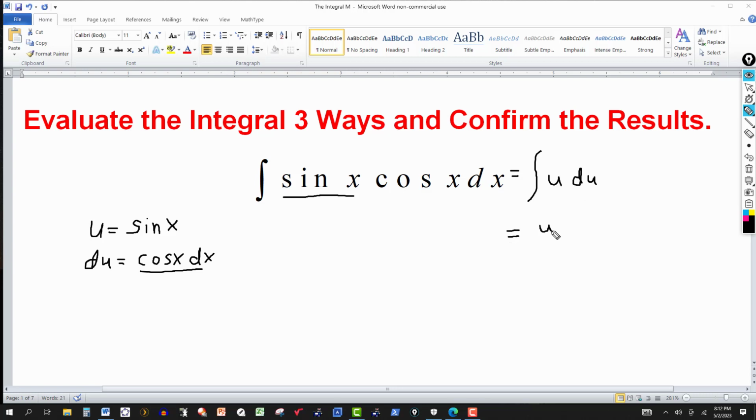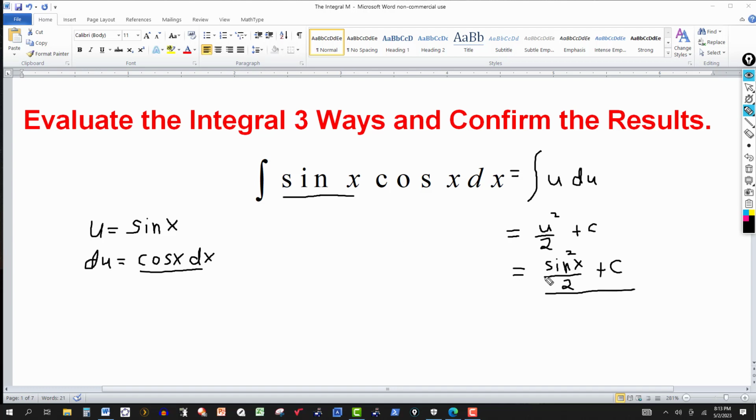Add 1 to the exponent, that'll give us a 2. Divide by that value, we get u squared over 2 plus constant of integration, c. And go back to the original variable. u is sine x. I get sine squared of x over 2 plus c. That's your first answer. And let's confirm this quickly here.